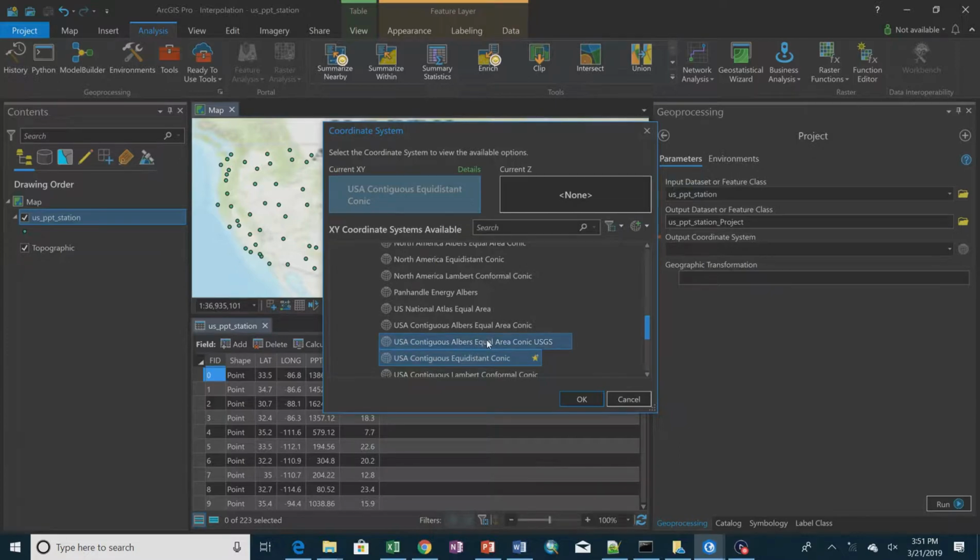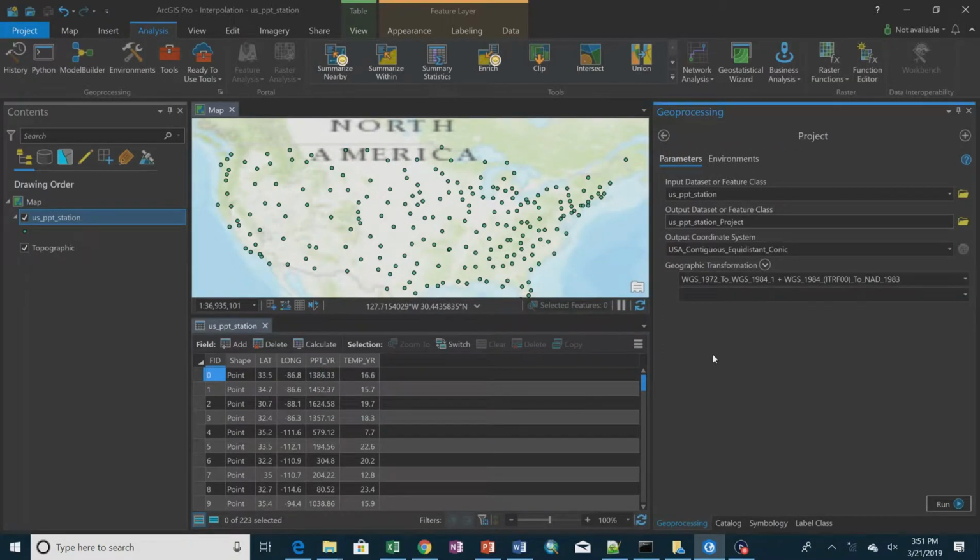I would choose an equal area one if I was going to be really concerned about comparing area sizes. This one's going to make sure that the distances are correct, or as correct as they can be. I am going to have to choose a geographic transformation, but that's just because of the difference in the datum. The datum that this projection is using is 1972. The datum that I want to use is 1984. So I'll choose that. That's fine. I'll just accept the default. This one will be called US PPT Station project. That's fine. I'm going to run it.